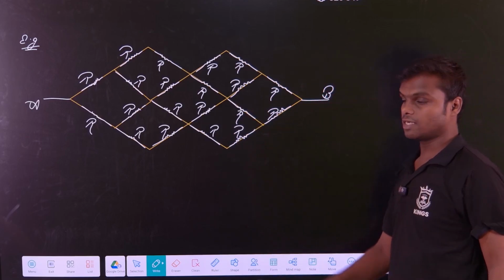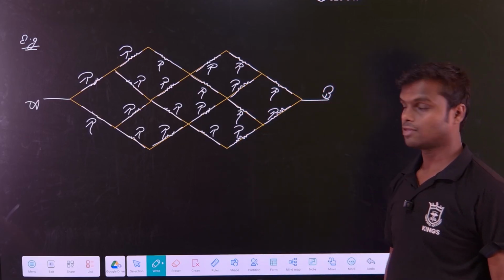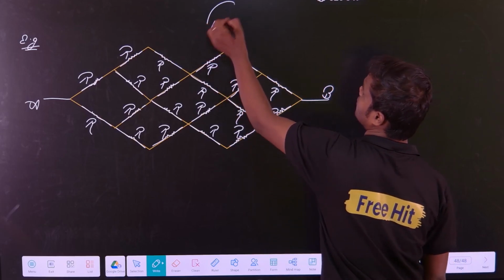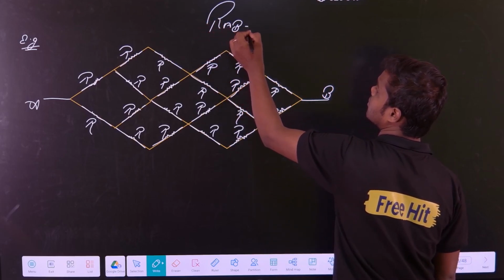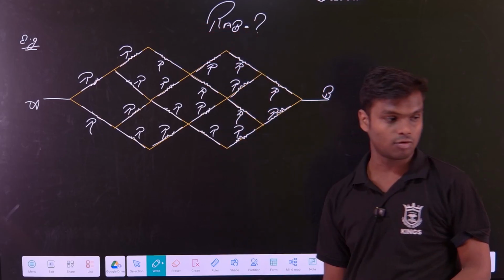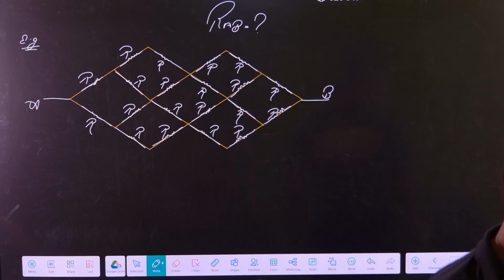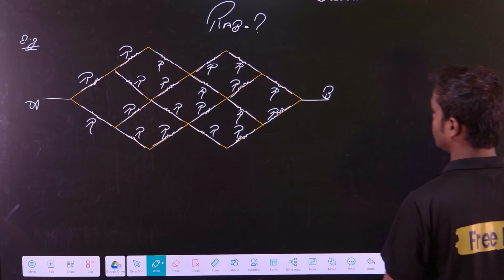So this is the complete circuit. Clear? Now you have to find the RAB in this. That is my question. How to calculate? Just think for 2 minutes and try to calculate RAB. How will you find the RAB for this? Which type of symmetry can you see?